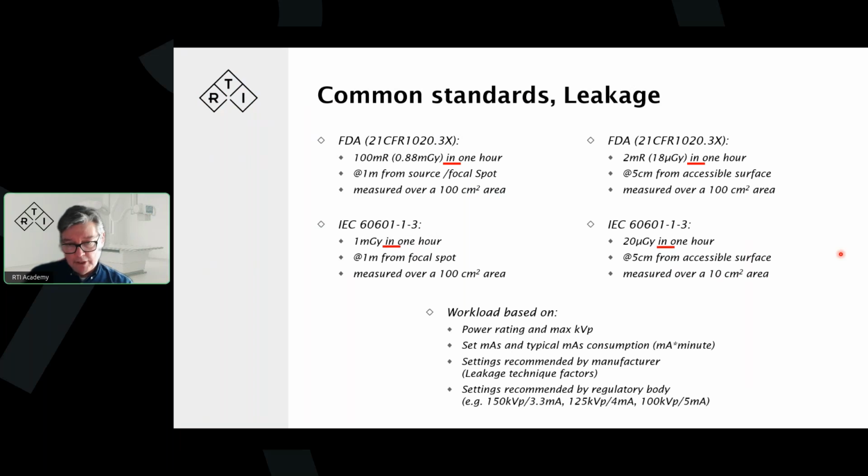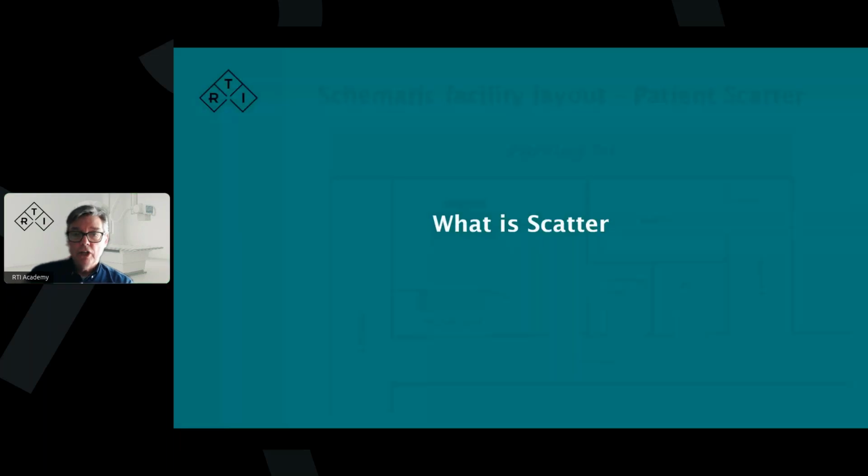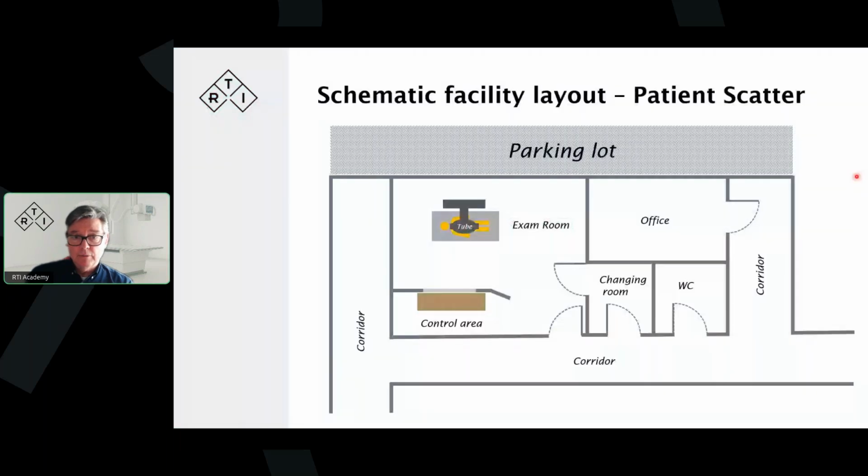It is tempting to look at the peak values on an instrument, but you really need to understand what you're doing if you're using that as a value to pass or fail an installation, because it could have some impacts. We'll come back to that in a little while. Looking at scatter, that's what escapes from the patient, so splashes away from the examination room.